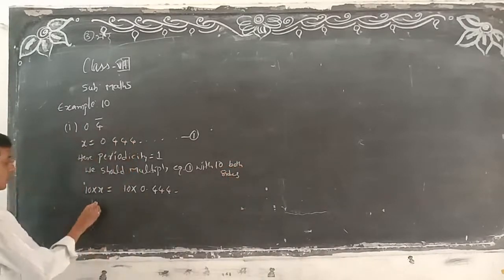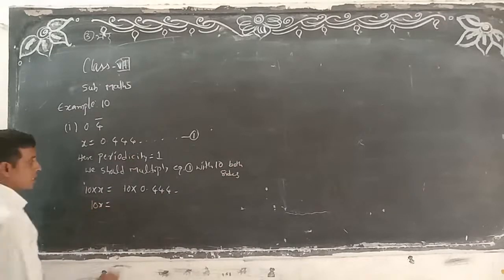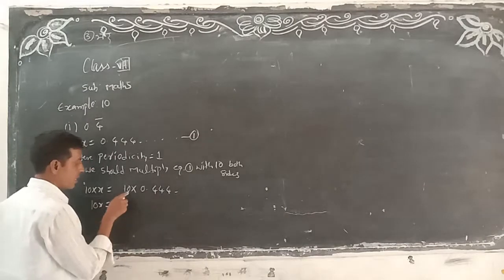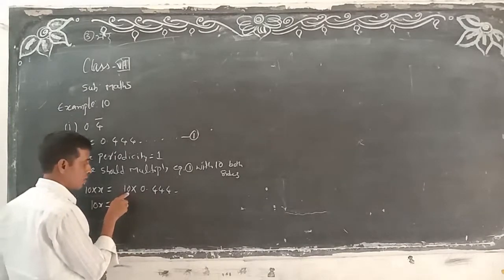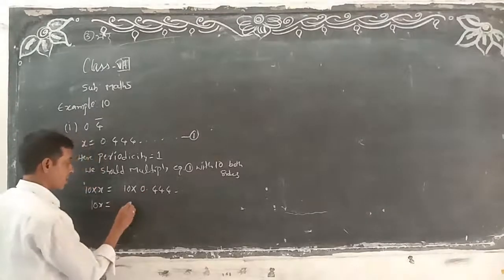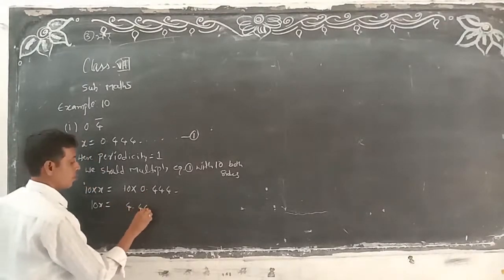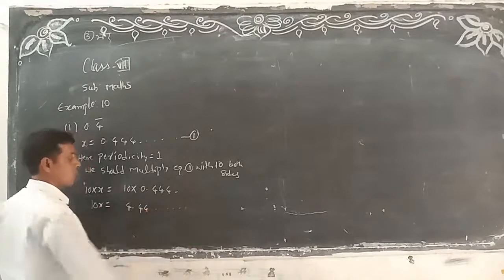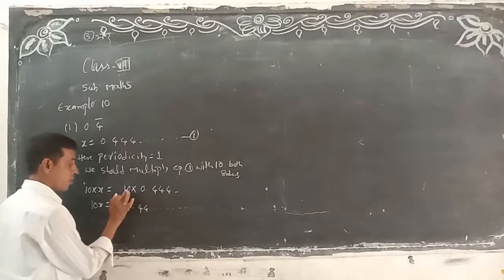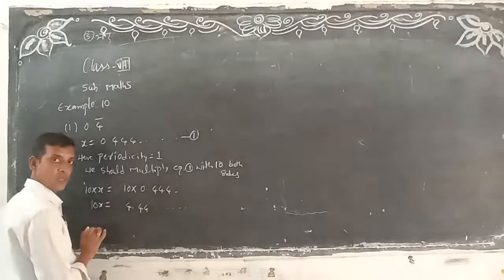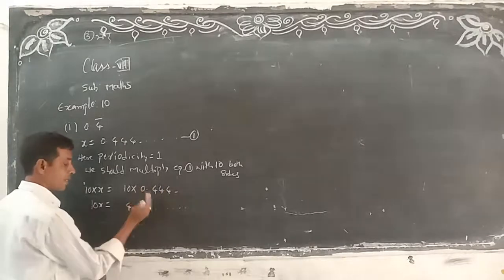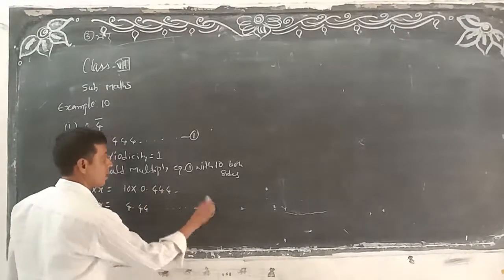Next, 10x is equal to 10 into 0.444. So how many zeros are there here? Only one zero. So if you remove the point, we will get 4.44 like that. If you have one more 4, you will get 4 here. Only one 0, so we just remove the point first, then write the number. This is equation 2.